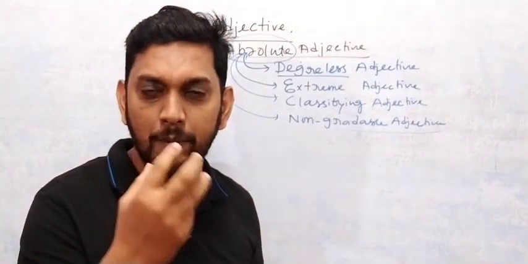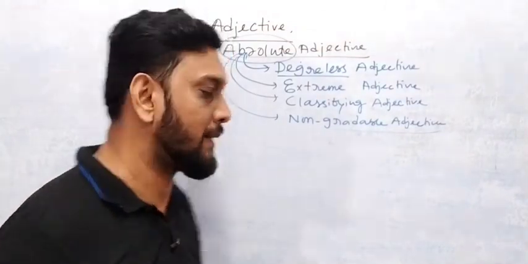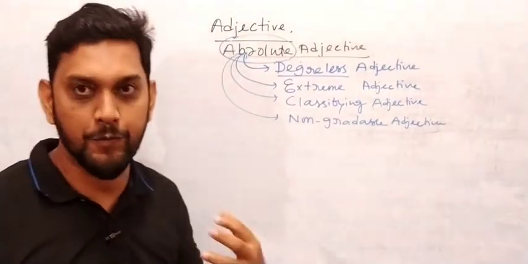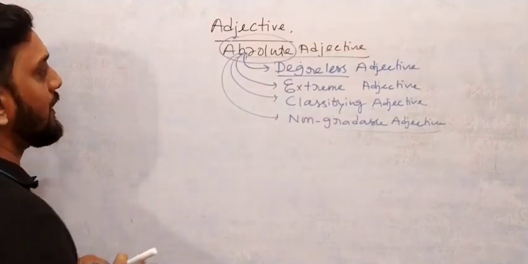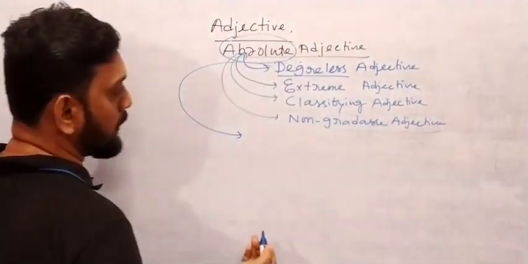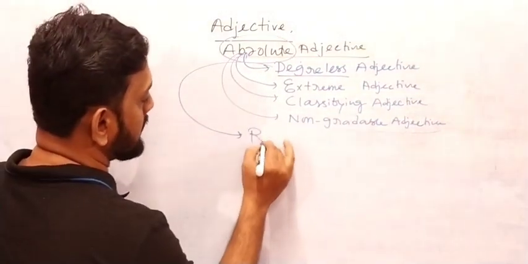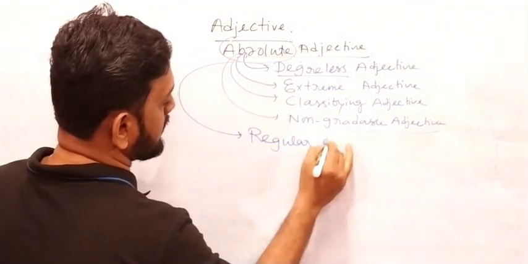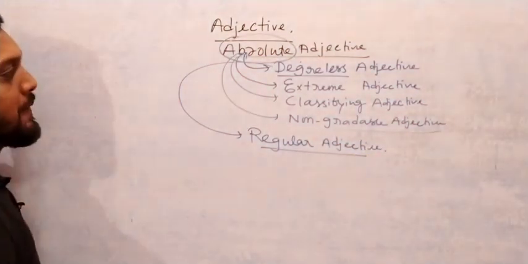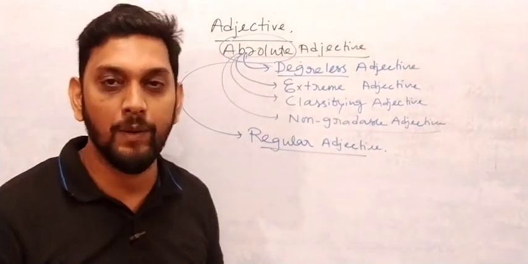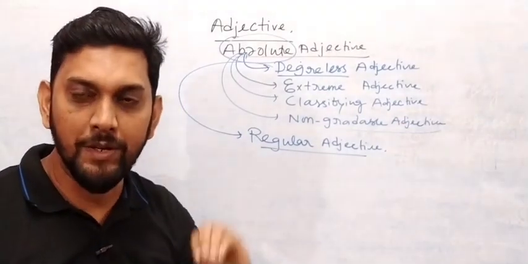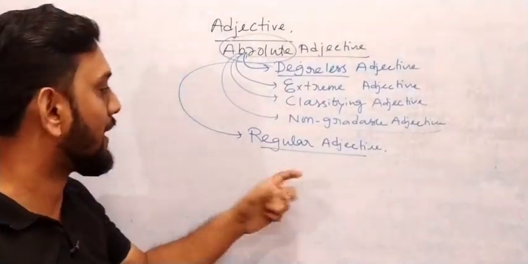Now let me give you some idea so that you can understand it better. Okay, now write down one thing: all the absolute or degreeless adjectives come from, originate from, or stem from the regular adjective. Regular adjective. Okay, regular adjective. I told you, yes or no, all the absolute and degreeless adjectives originate from, stem from, or come from where?